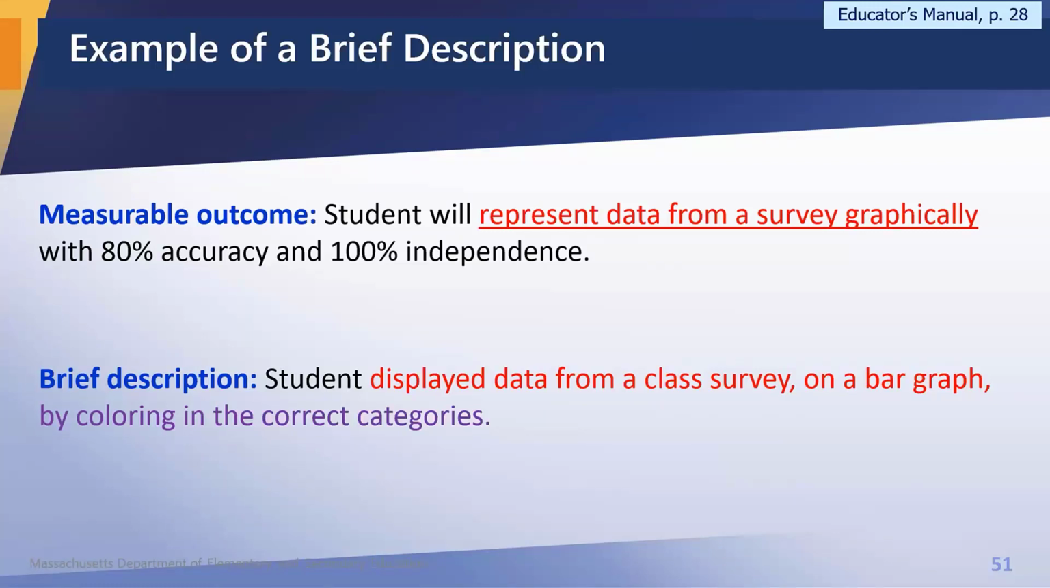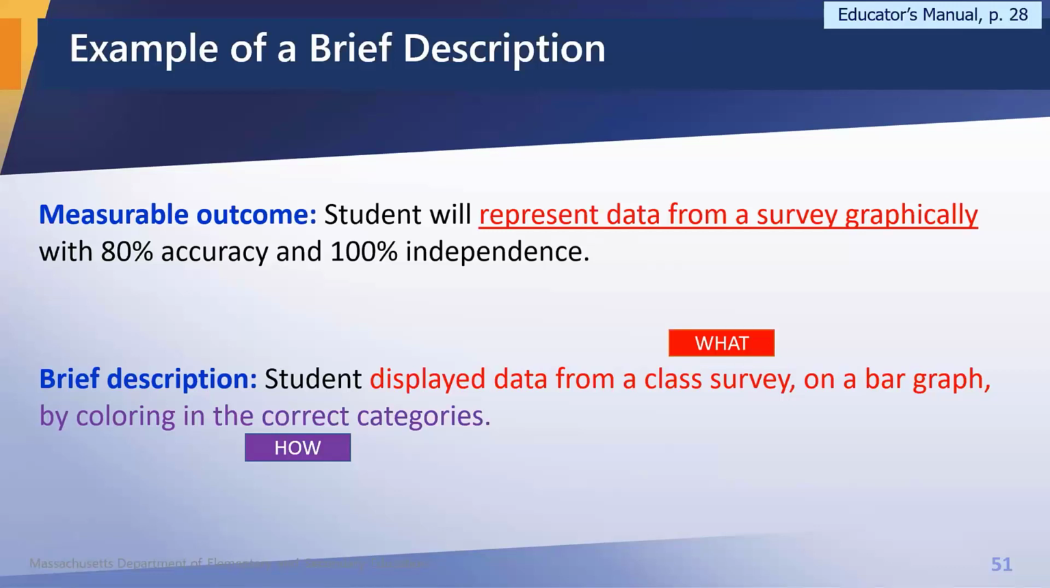So one of my brief descriptions says the student displayed data from a class survey on a bar graph by coloring in the correct categories. So do you see the what in red? They displayed data from a class survey on a bar graph. Is that the same as representing data from a survey graphically? Yes. And then how did they do it? They colored in the correct categories.